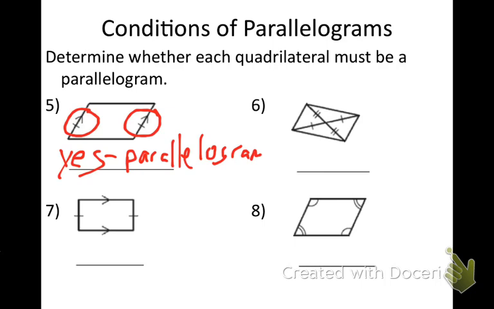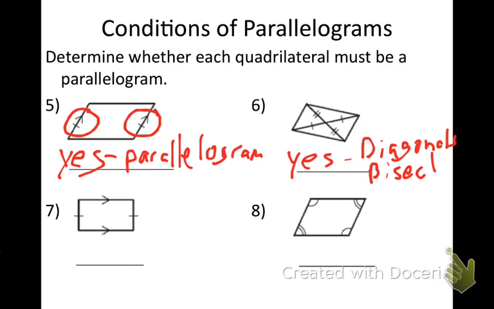What about number six, Anna? What do you think on number six? Does that have to be a parallelogram or not have to be? Yes, number six is a parallelogram. Why? Because the diagonals, diagonal is what? Bisect each other. Nice job. Number six is yes, because the diagonals bisect each other. Good work.